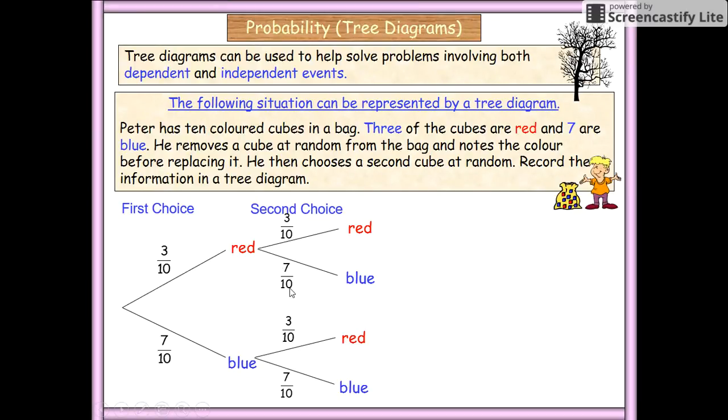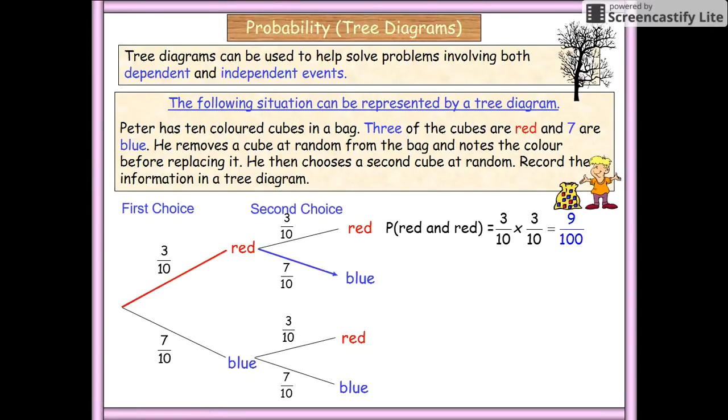Okay, now this is where it comes. So that's the first part that's different. Now we have a look. Well, red and red, we then say our red and our red is 3/10 multiplied by 3/10, and we go 3 times 3 gives us 9, 10 times 10 gives us 100. So our answer over there is 9 over 100.